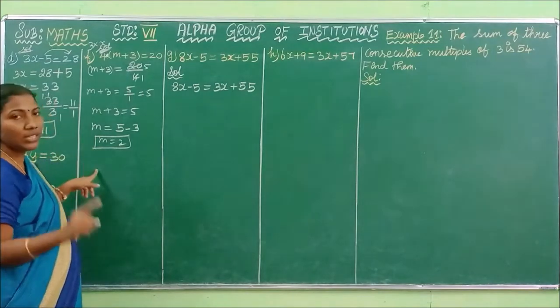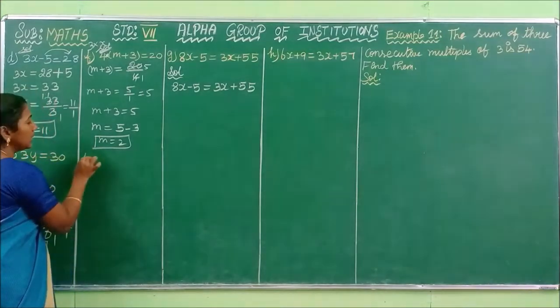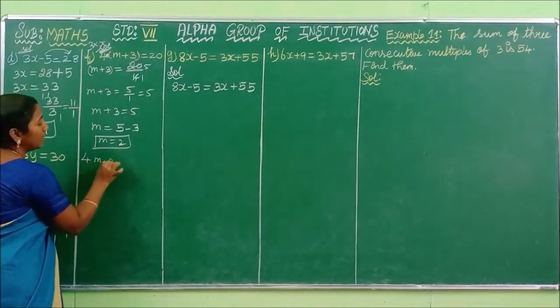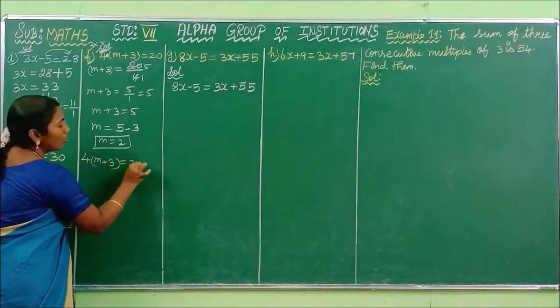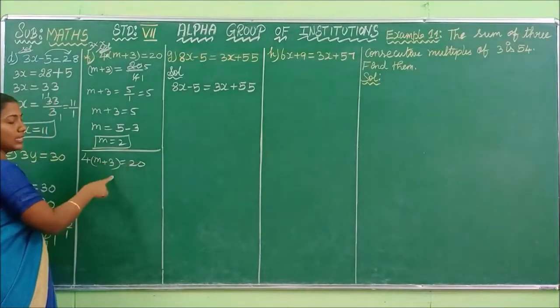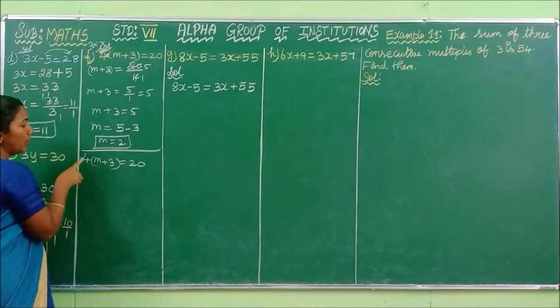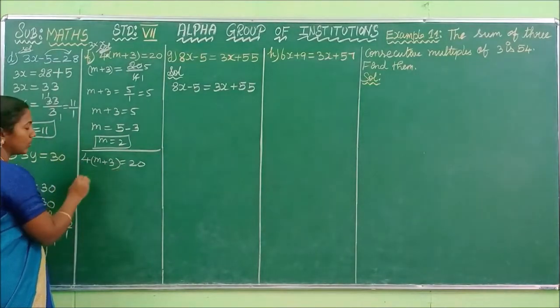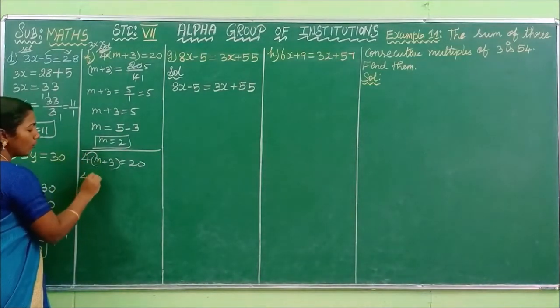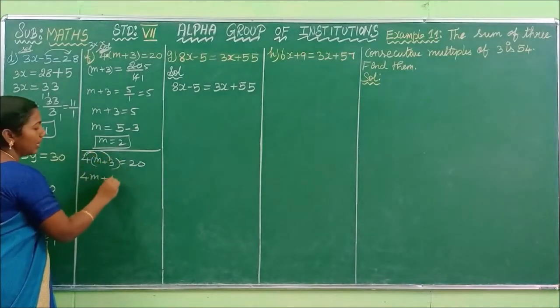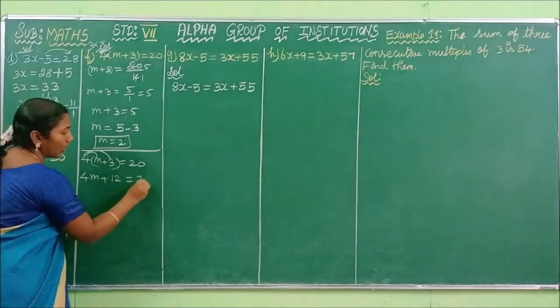Now I am going to do the second method. What is the second method? 4 into (m plus 3) equal to 20. This is the first method. This is the second method. Now we have to multiply the 4 with these two terms. So 4 into m, 4m. 4 into 3, 12 equal to 20.